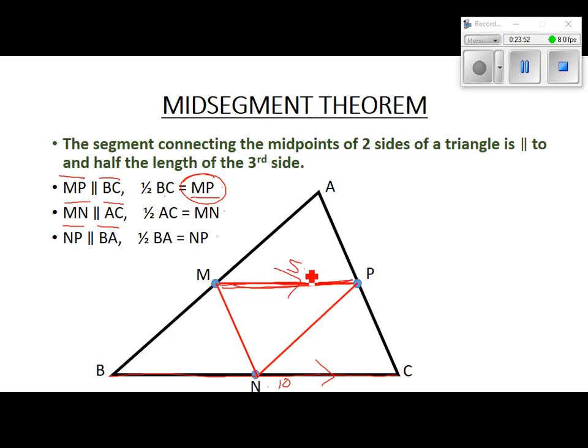MN, this segment, that mid segment, should be half as long as segment AC, or side AC of that triangle. And it's going to be parallel. Those two are going to be parallel to each other. And it works the same for NP. NP is half as long as AB, and AB is parallel to segment NP.